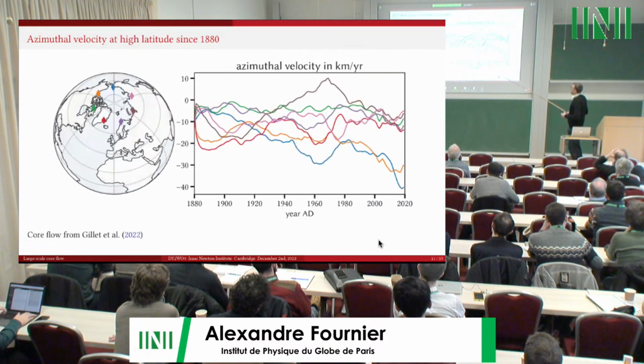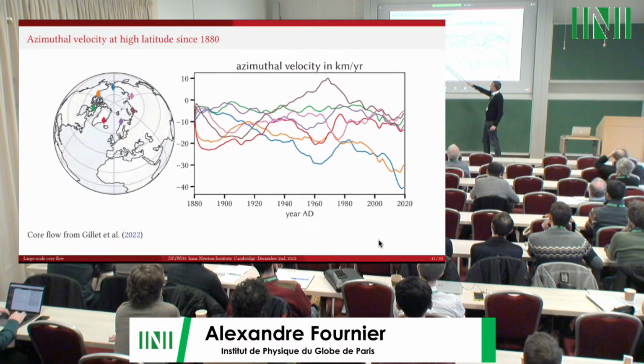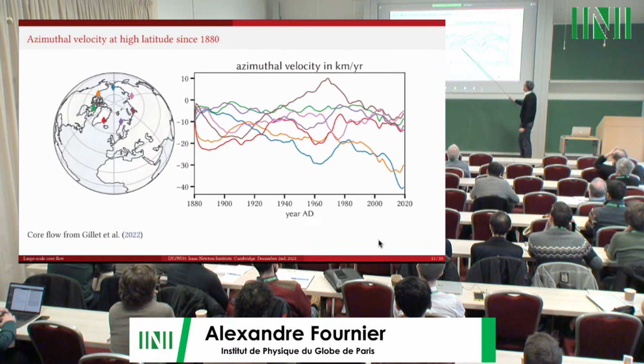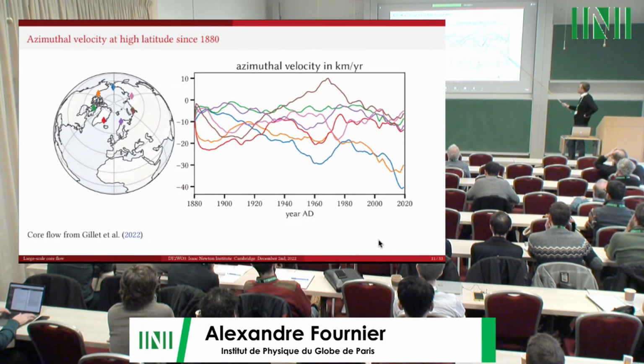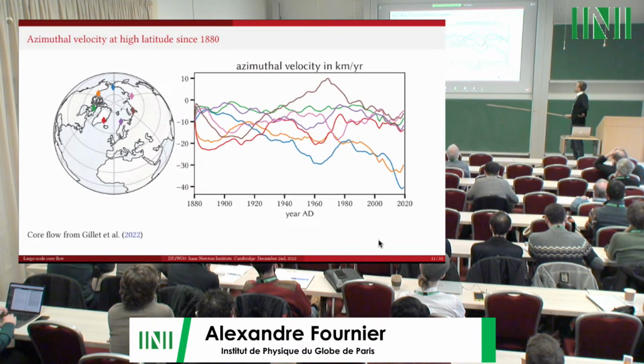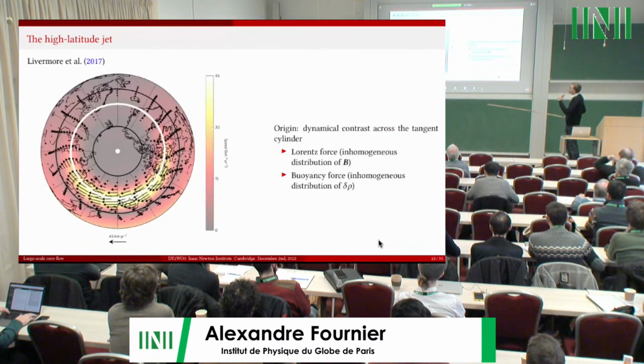If we now place a ring of sensors at high latitude, we see that there is overall a westward flow with a mean value of about 10 kilometers per year, and we see that indeed underneath the Bering Strait, with the blue and the orange sensor, there's been an acceleration of the flow, from, say, 20 kilometers per year westward in 1980 up to 40 kilometers per year in 2020. This observation of the acceleration of this jet came to the fore in the wake of a study by Livermore and colleagues in 2017.